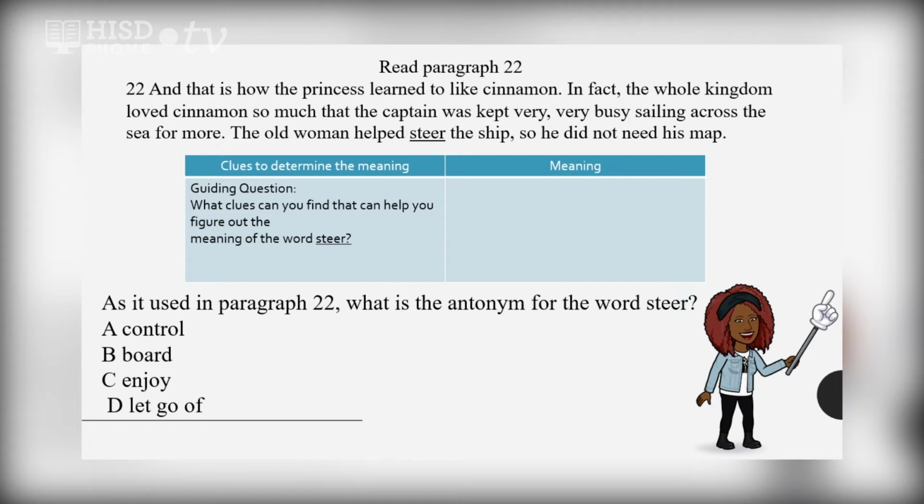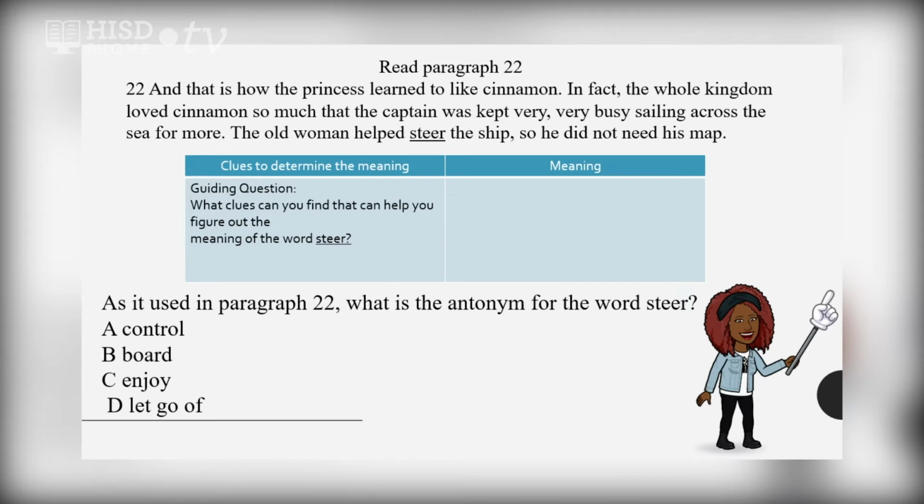I'm going to model for you how to find the antonym for a word in a sentence. Read paragraph 22. And that is how the princess learned to like cinnamon. In fact, the whole kingdom loved cinnamon so much that the captain was kept very, very busy sailing across the sea for more. The old woman helped steer the ship, so he did not need his map. So we want to look for clues that are going to help us figure out the meaning of the word steer. I want to look for clues in that passage, paragraph, or selection.